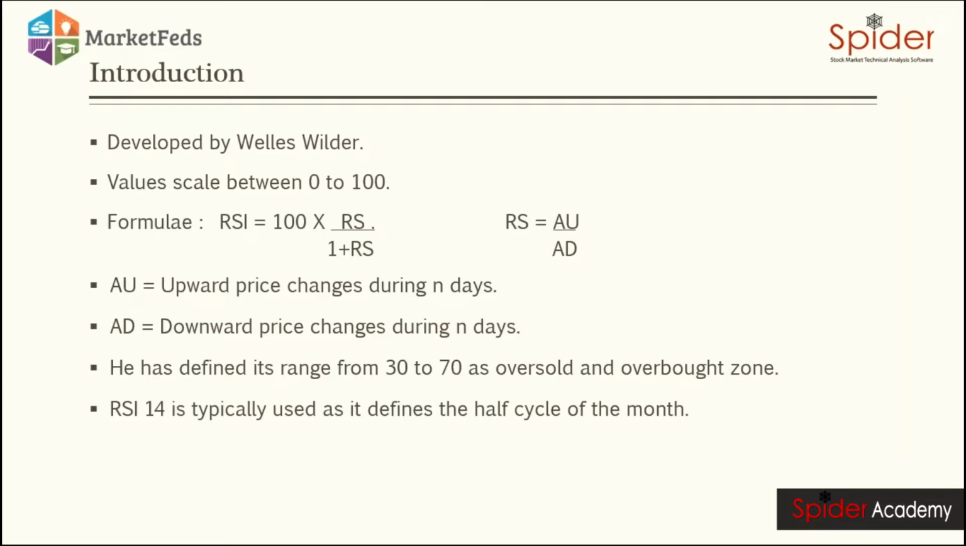So to tell a brief about the background of RSI, we'll get a little into the formulas. RSI was developed by Wells Wilder and it scales between 0 to 100. So the formula goes like RSI is equal to 100 minus 100 divided by 1 plus RS. So your RS is nothing but your upward price changes during N days divided by your downward changes in price.